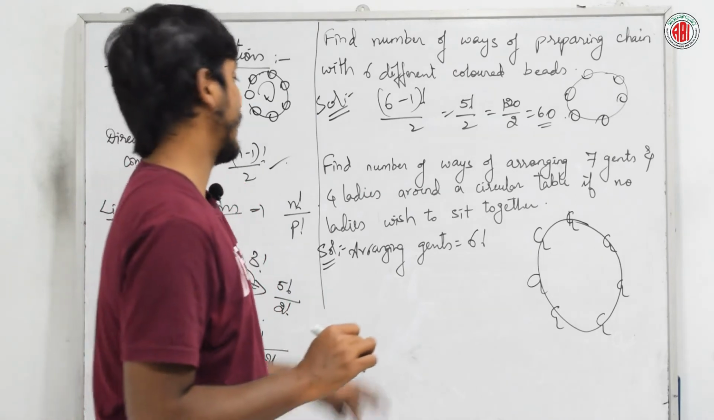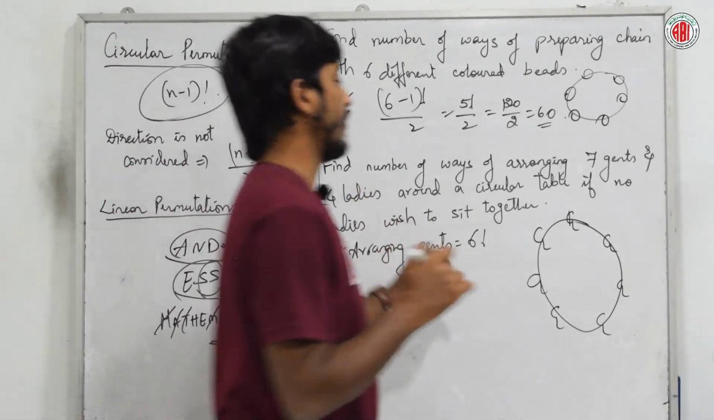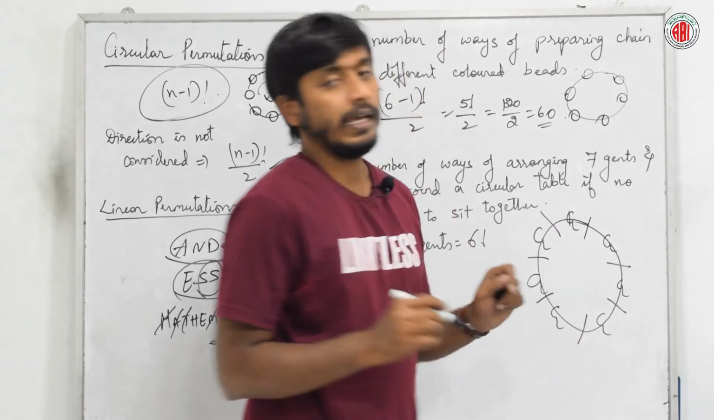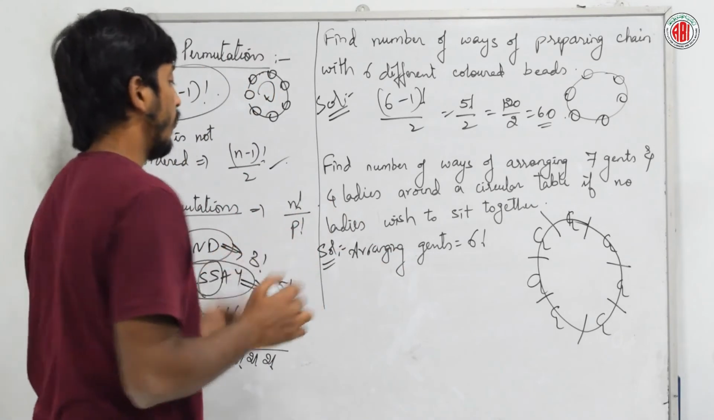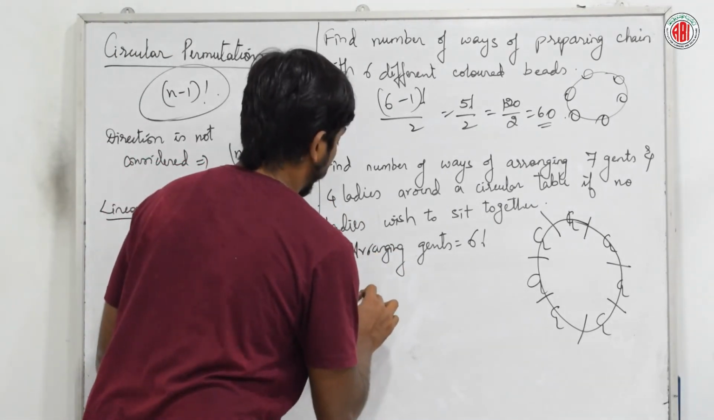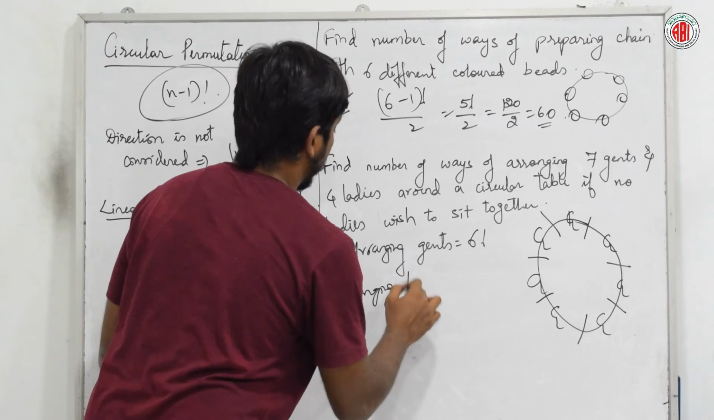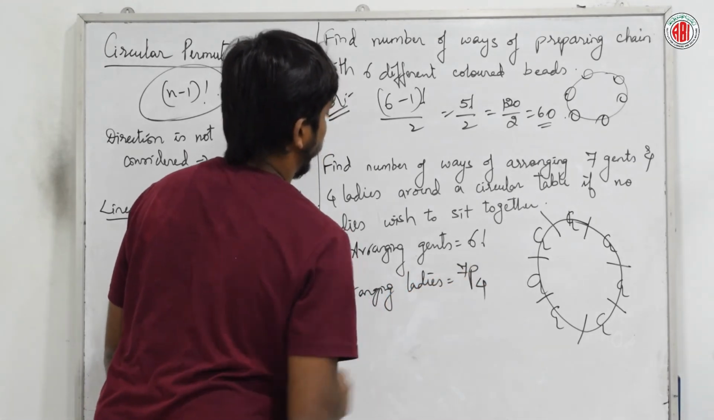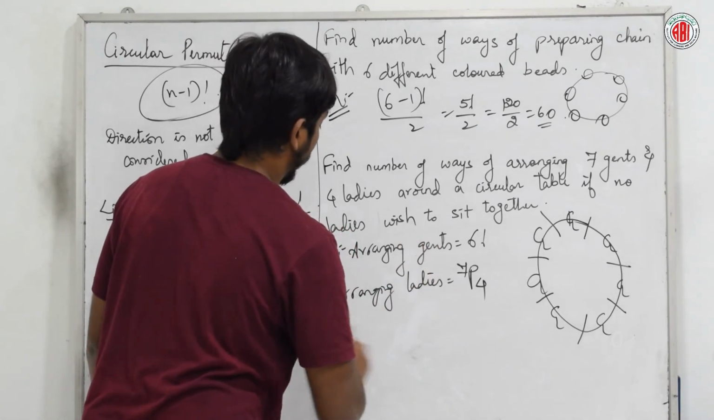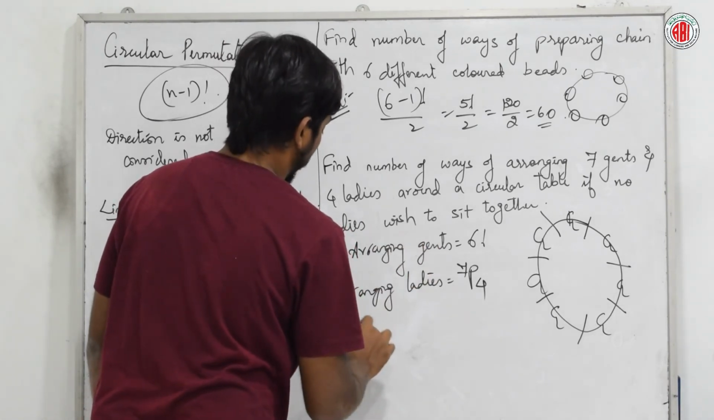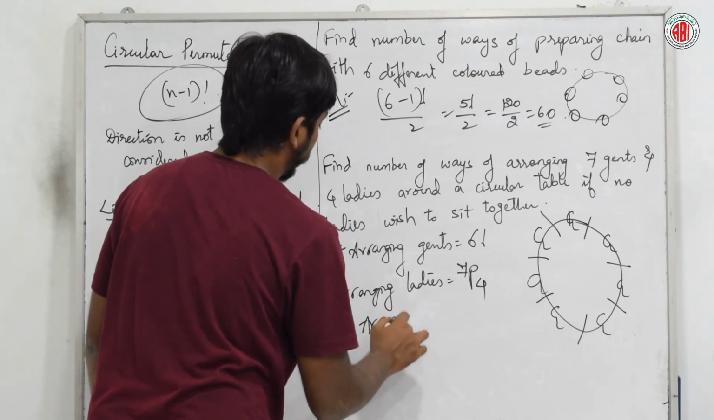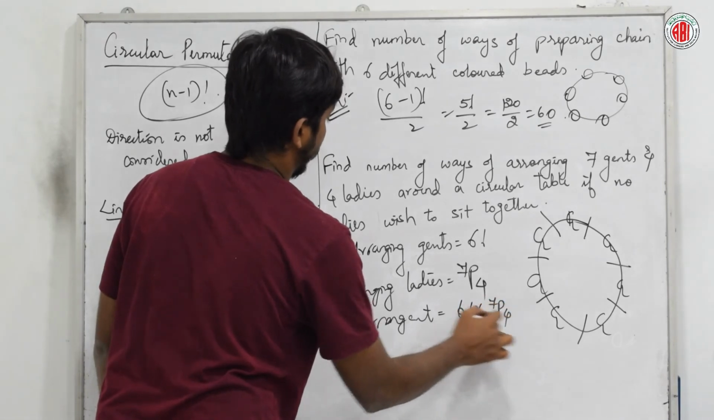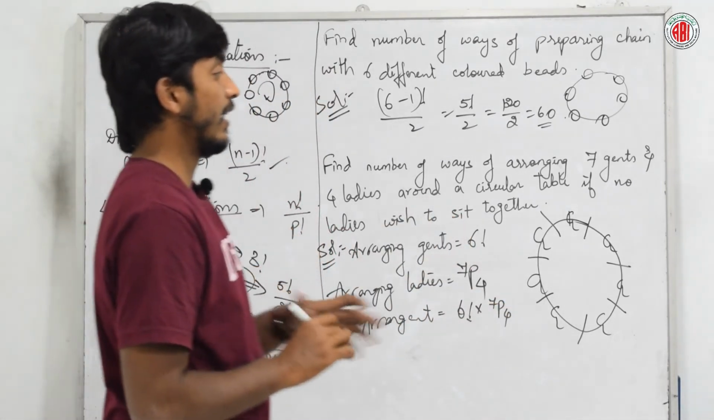Isn't it? Next. Now we have to arrange 4 ladies within these places. How many places do we have? 1, 2, 3, 4, 5, 6, 7. In the 7 places, we have 4 ladies. Now arranging ladies in 7 positions, we can write 4 people. So, therefore, the required arrangement is 6 factorial into 7p4. Is it clear? It is so simple.